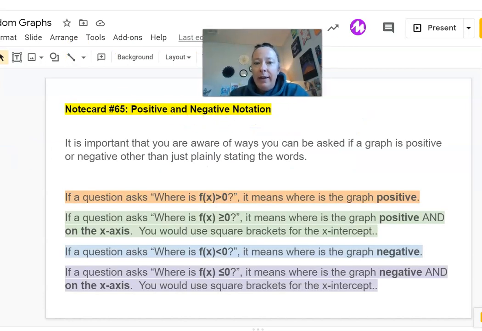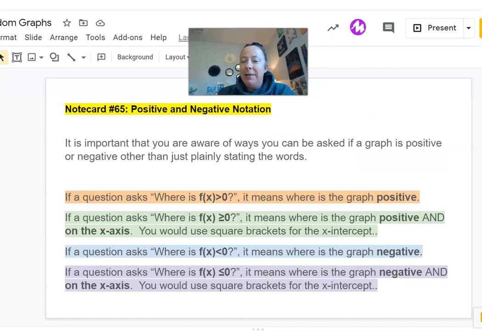Well, before we get into the nitty-gritty, I want you to have a note card that talks about some different positive and negative notation. It is important that you're aware of ways you can be asked if a graph is positive or negative, other than just plainly asking, where is it positive? Where is it negative?